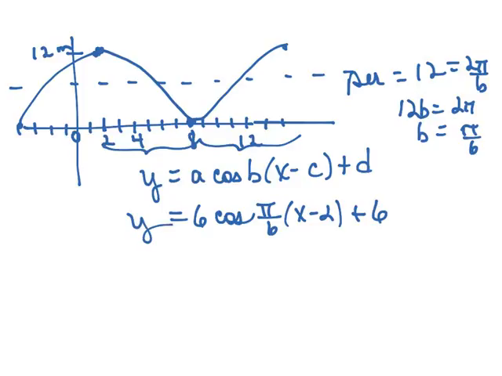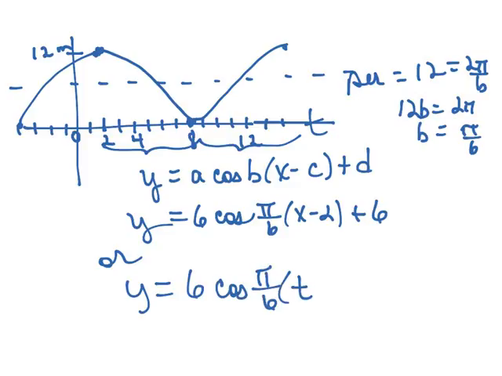So our equation is y equals 6 times the cosine of pi over 6 times (x minus 2) plus 6, or we might write this in terms of t for time. And so we have 6 times the cosine of pi over 6 times (t minus 2) plus 6.